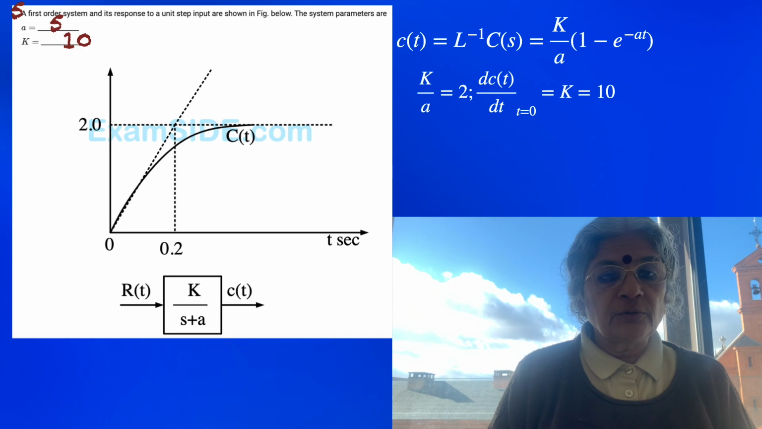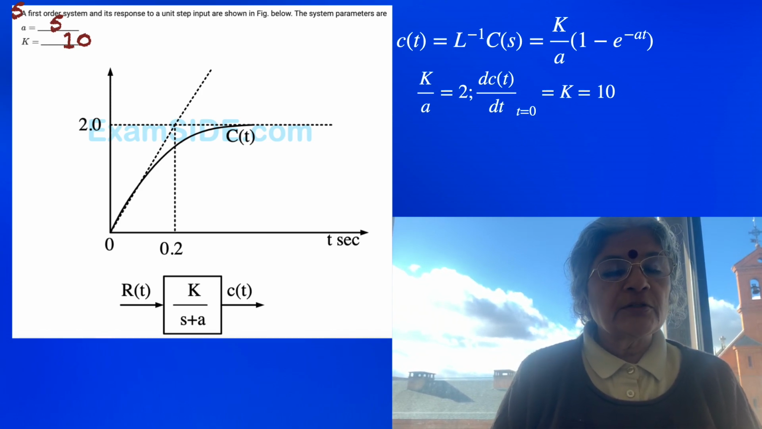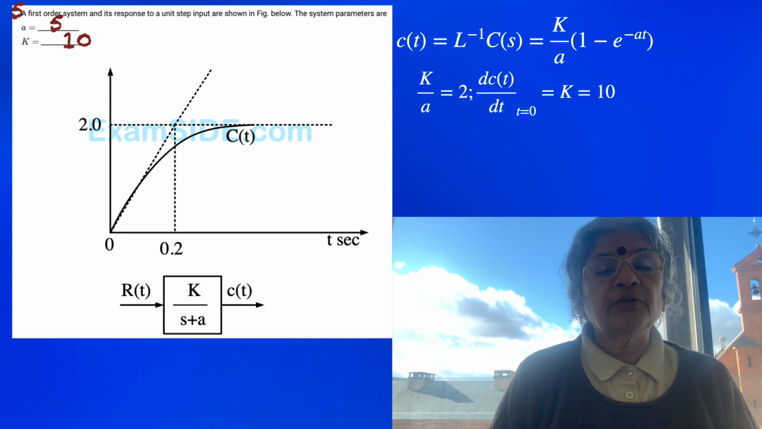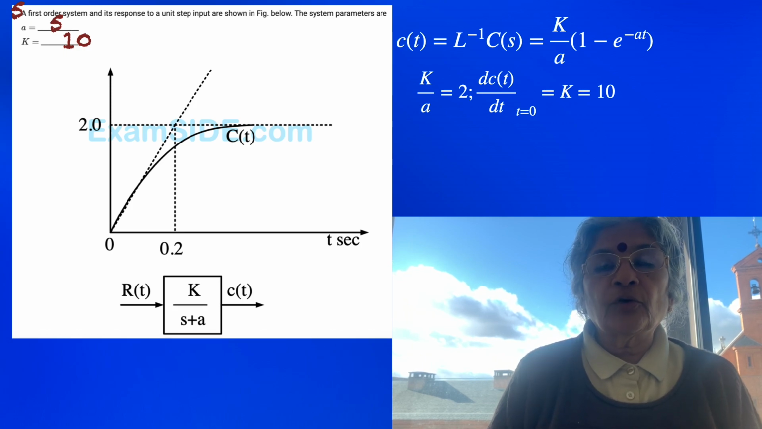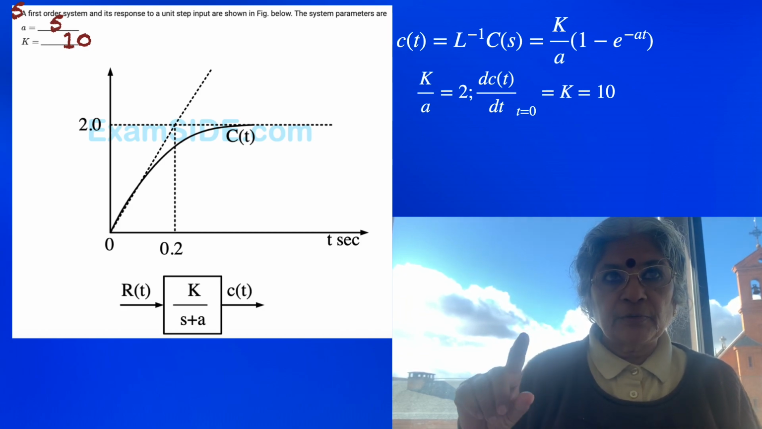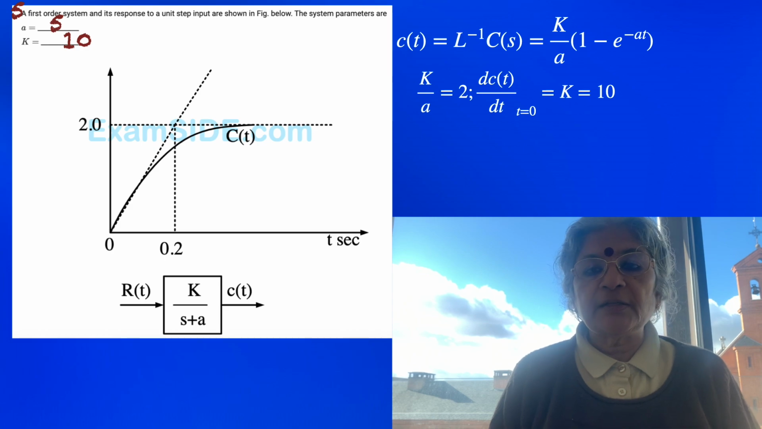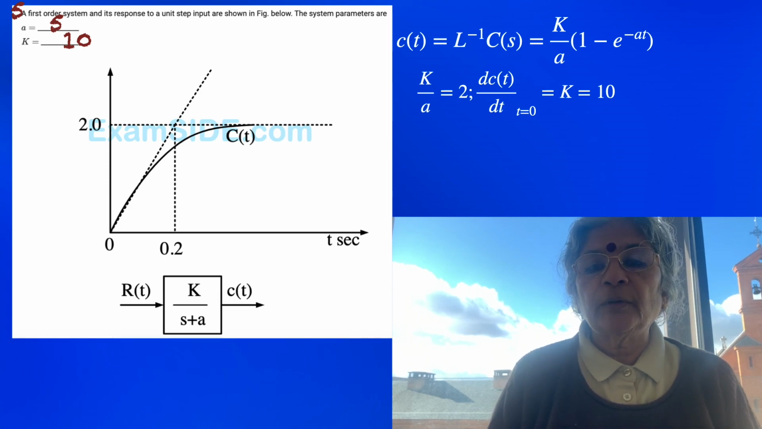Okay, so unit step input means that C(s) is equal to 1 by s into k by s plus a, because R(s) is equal to 1 by s. Now we can find c(t) as L inverse of C(s), that is L inverse of 1 by s into k by s plus a. It's very simple: you can see that the residue for 1 by s, that is u(t), is k by a, with a plus sign, and for e raised to minus at, from 1 by s plus a, the residue is minus k by a. So now c(t) is equal to k by a into 1 minus e raised to minus at.